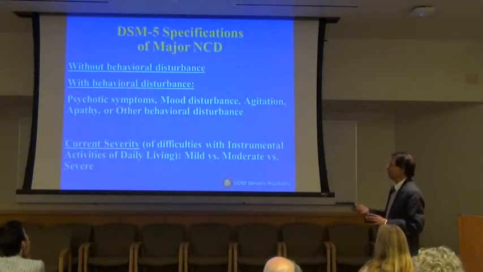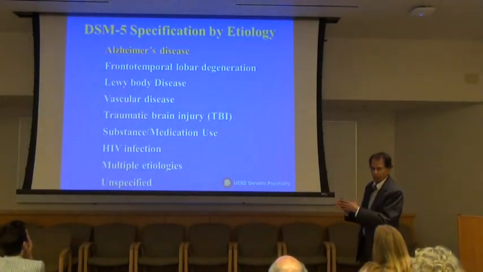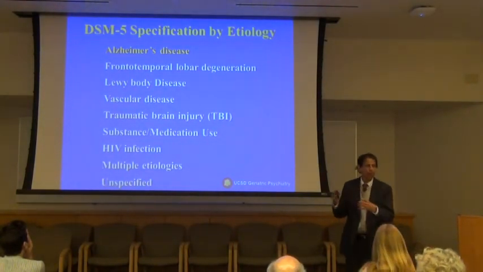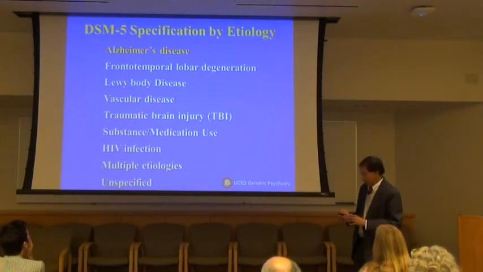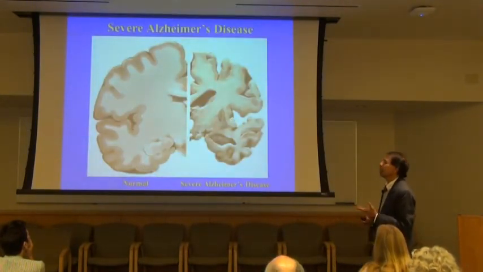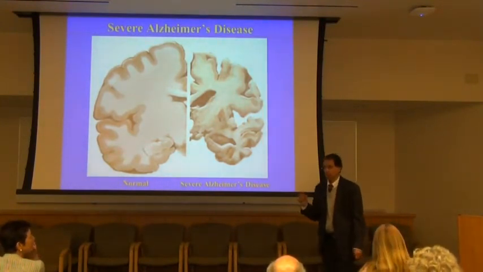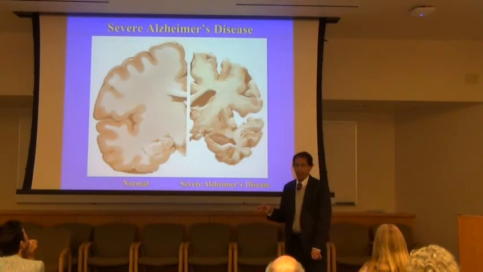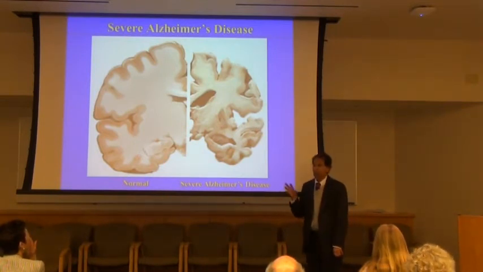Without behavioral disturbances, severity: mild, moderate, severe. And then once you diagnose major neurocognitive disorder, dementia, the next thing you do is the likely etiology. One thing that happens in this group of disorders that doesn't happen with most other psychiatric disorders is we know the neuropathology in most cases, and we often know the etiology.